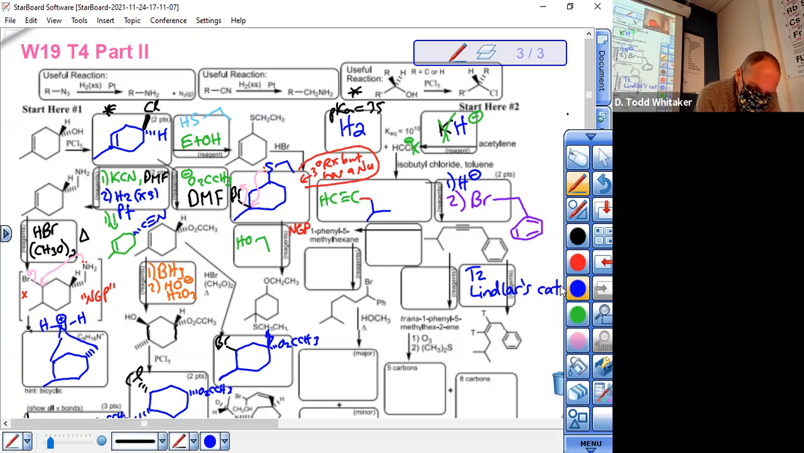Then how do you do the trans? Na, NT3. Oh, there's no T's on this one. NH3, like you said. This has no tritium. Trans 1-phenyl 5-methyl hex-2-ene would be this molecule, but now a double bond that's trans. And 1, 2, 3, 4, 5-methyl, yeah.